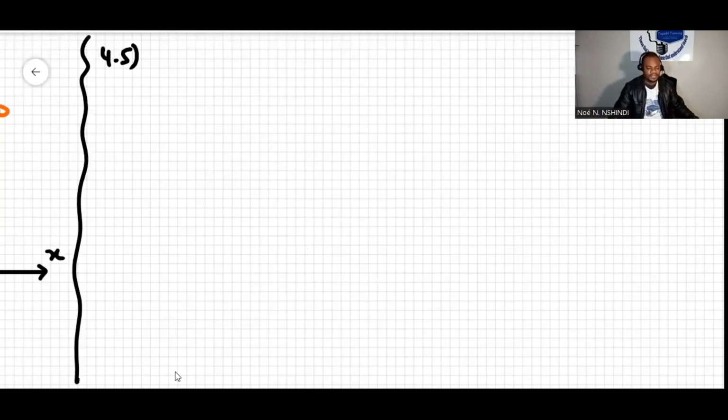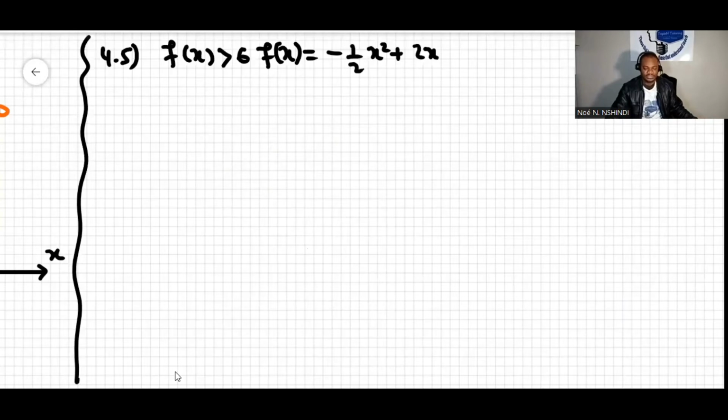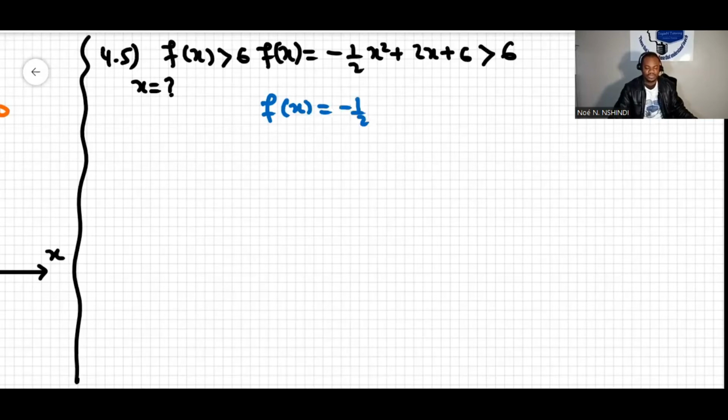They say that f of x is greater than 6. Now remember that we did find that f of x was equal to negative a half x squared plus 2x plus 6. Now they say this will be greater than 6. We're looking for the values of x for which f of x is greater than 6. It means that if I move 6 over, we have negative a half x squared plus 2x greater than 0.